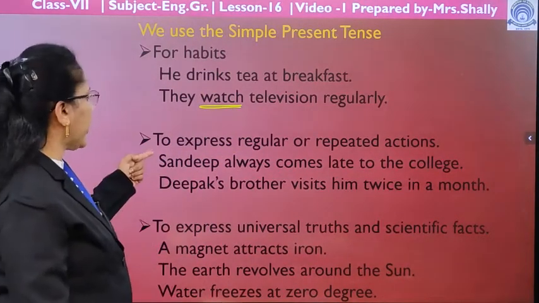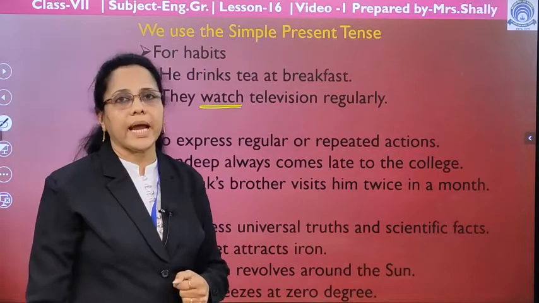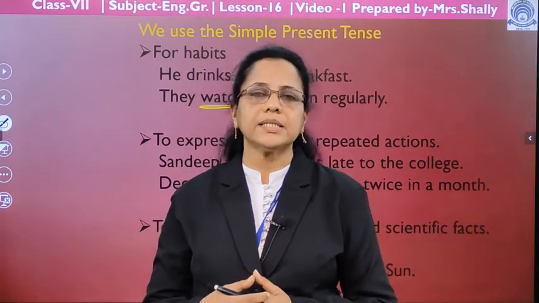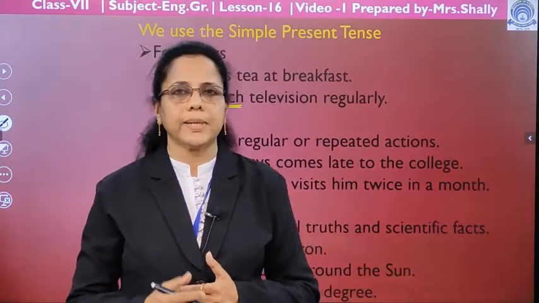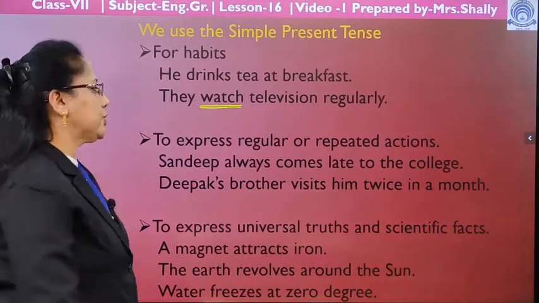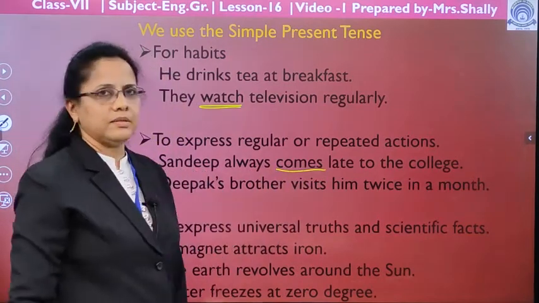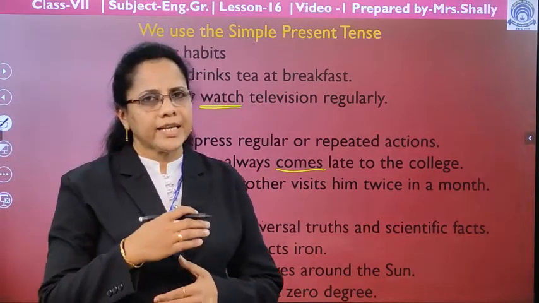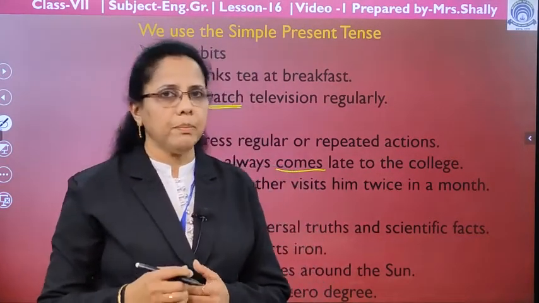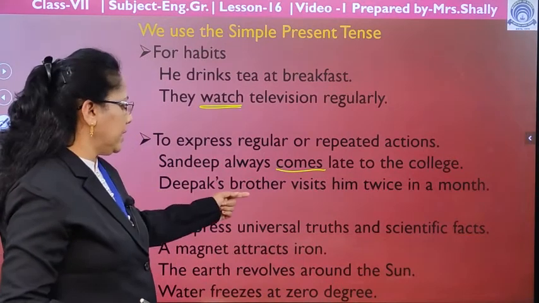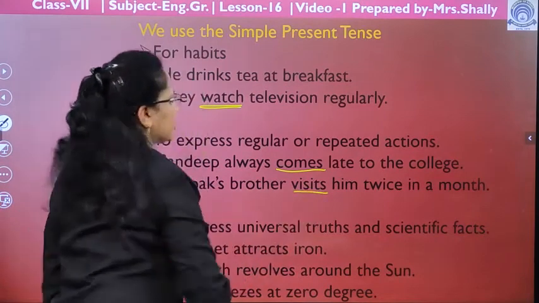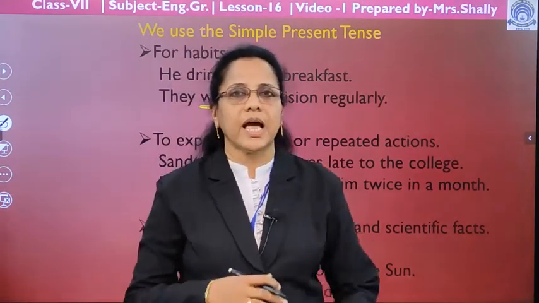Another use: to express regular or repeated actions. The action which is happening regularly or repeatedly should be expressed in simple present tense. For example, Sandeep always comes late to the college. Always, regularly. He does this action repeatedly. So such actions are expressed in simple present tense. Deepak's brother visits him twice a month. Visits. So the action of visiting is happening regularly.